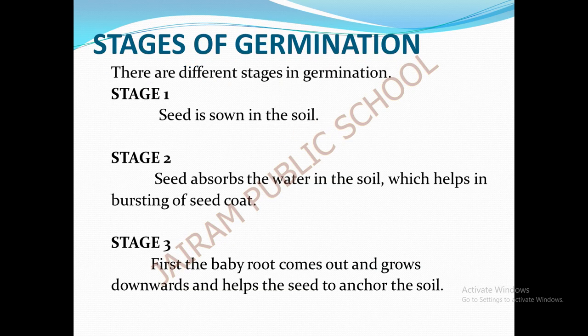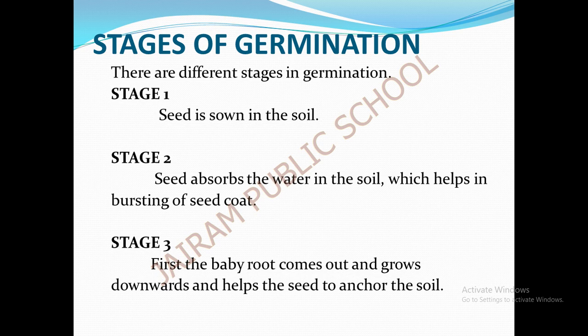Stages of germination. This germination process is not done in a single stage. It is done in multiple stages based on the plant. Let us see the common stages of germination. Stage 1: first, the seed is sown in the soil. First we put the seed in the soil and water the seed. That is stage 1.